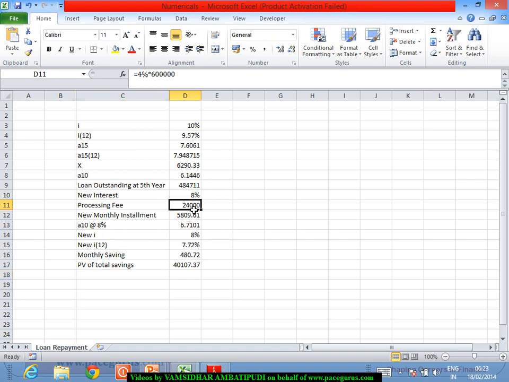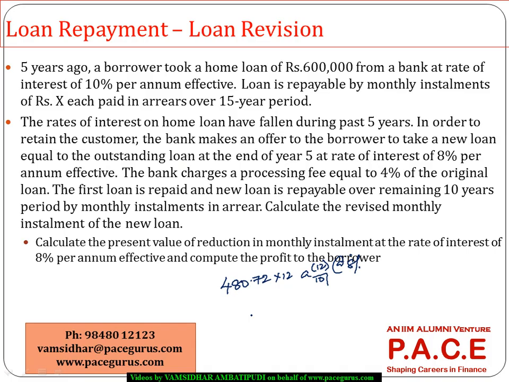But of course, I am paying a processing fee of this much out of that. So the overall profit to the borrower in this case goes as this number minus whatever is the processing fee that is being paid. So 16,000 typically goes in as the profit in this entire transaction, though there is a 4% on the original loan that is being paid as the processing fee.